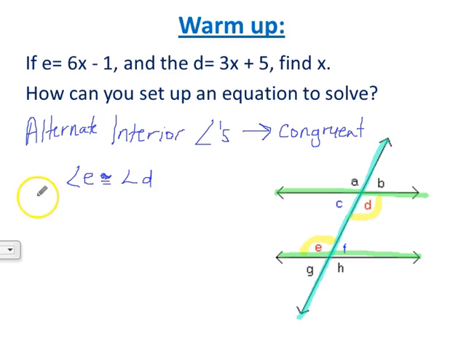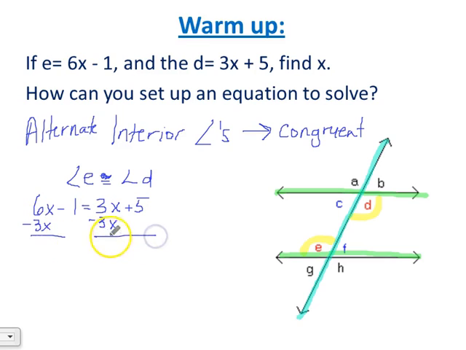So now let's substitute in what we are given. We know that angle E is represented by 6x minus 1. We're going to set that equal to what's represented by angle D, which is 3x plus 5. And now we're going to go ahead and solve for x. To solve for x, I want to get all my x's on one side of the equation and all my constant terms on the other. So I'm going to start by subtracting 3x from each side. That'll give me 3x minus 1 equals 5.